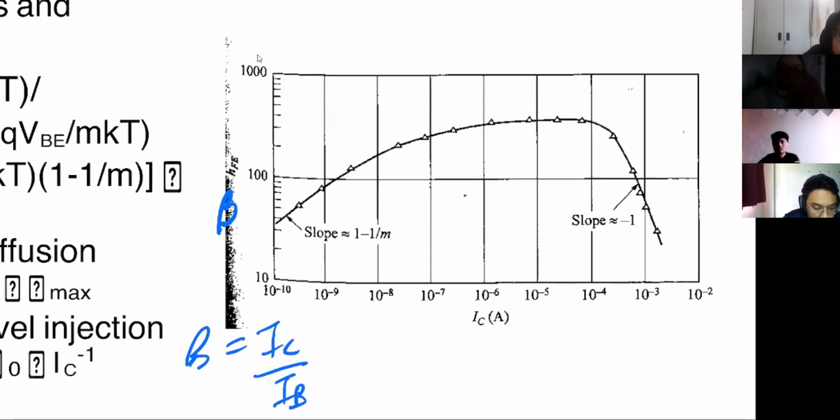However, when you do your experiment and measure the BJT, you will get this graph. So you have very low collector current, intermediate, to very high, against beta. At low collector current, you will see the beta increase.